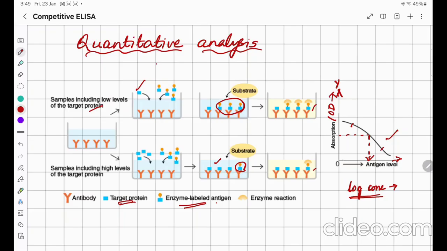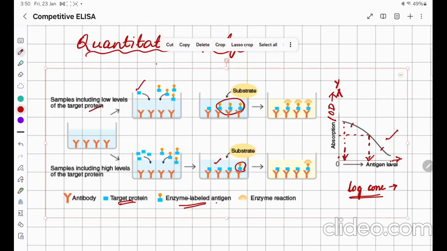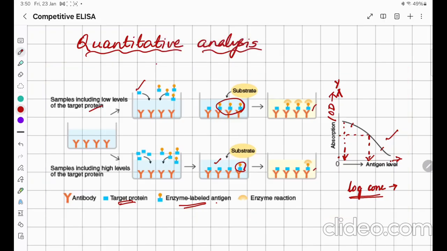So this is for the zero level of the antigen and this is for the high level of antigen. The optical density is less. So with increase in antigen level, the optical density decreases, and with low level of our target protein or antigen, the optical density is high.